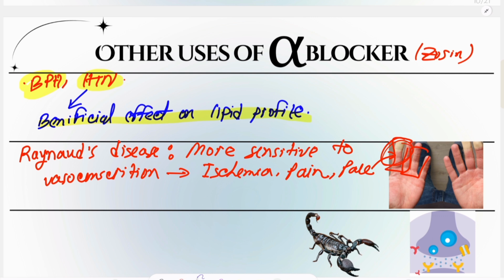Can we use tamsulosin in this condition? The answer is no. Tamsulosin is a selective alpha 1A blocker and that does not cause vasodilation. So we can only use the osin group of drugs like prazosin and terazosin in Raynaud's disease.